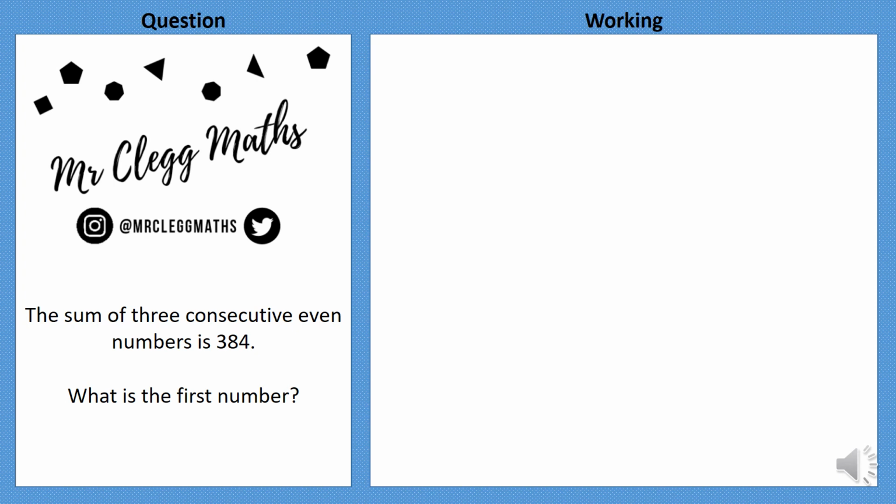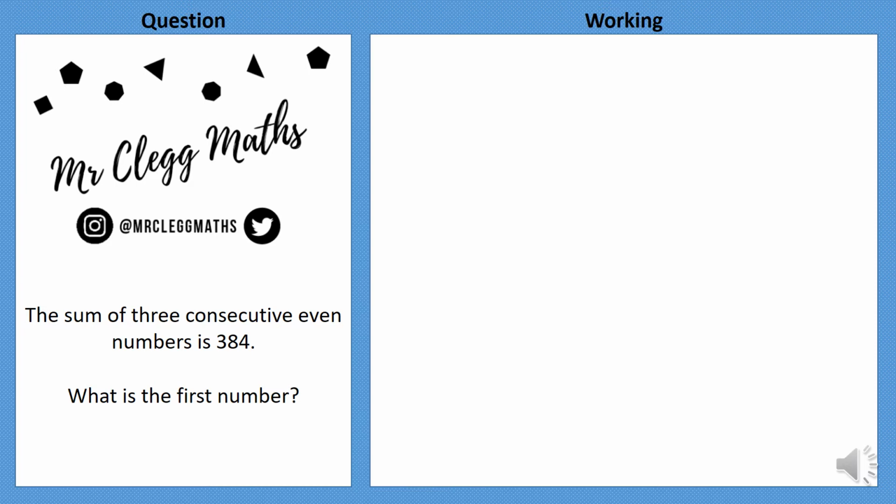Right, today I want to look at a question similar to that on the left hand side. These questions come up quite regularly where we're asked something like: the sum of three consecutive even numbers is 384. What is the first number? In order to get towards a solution, we do need to set up and solve an algebraic equation.